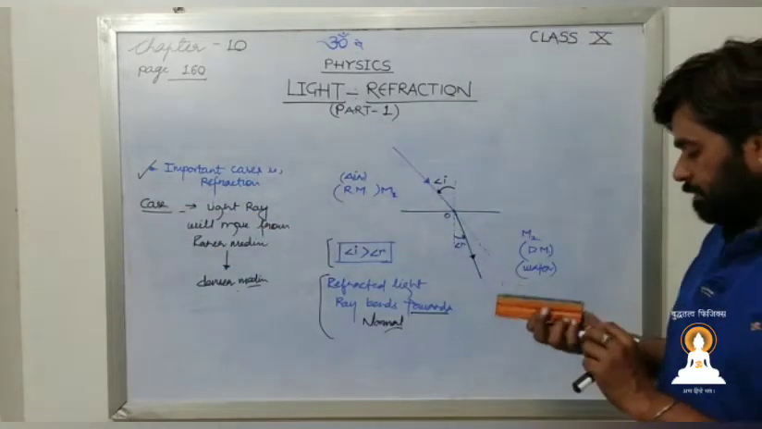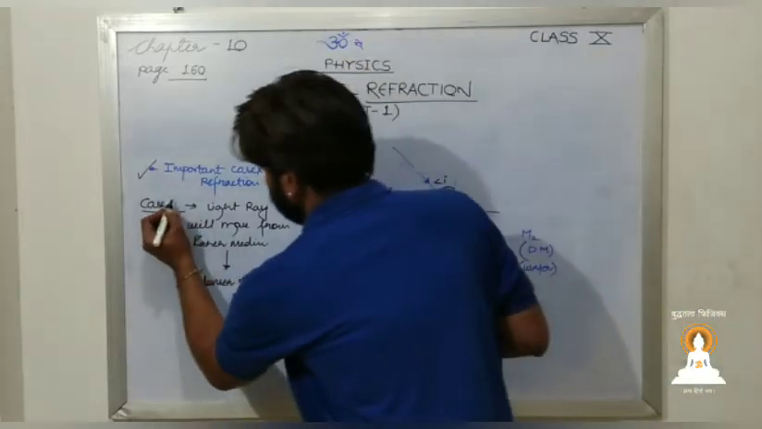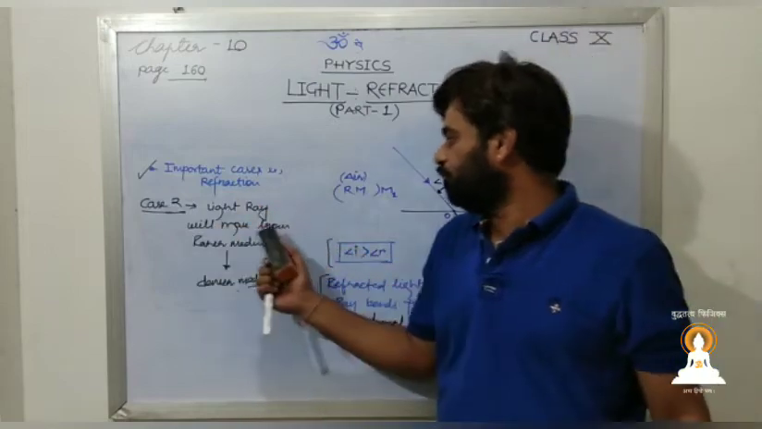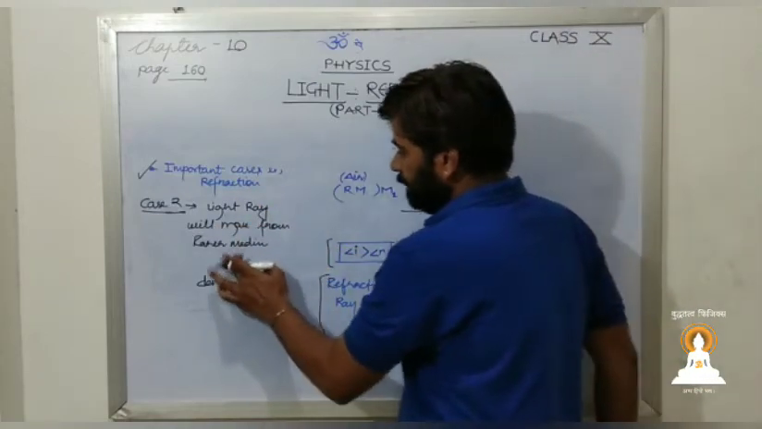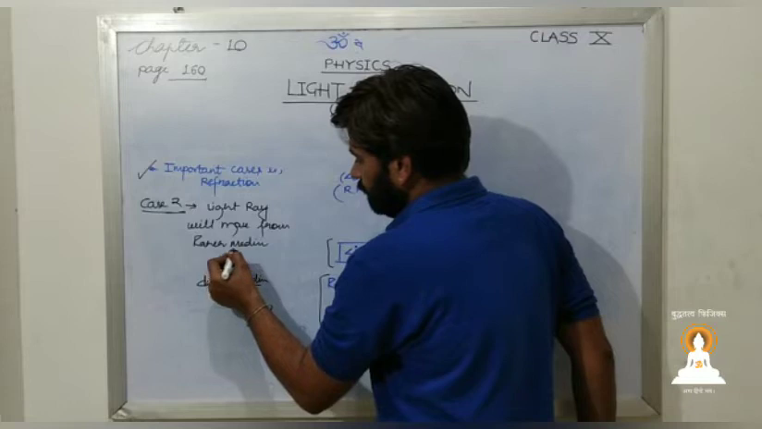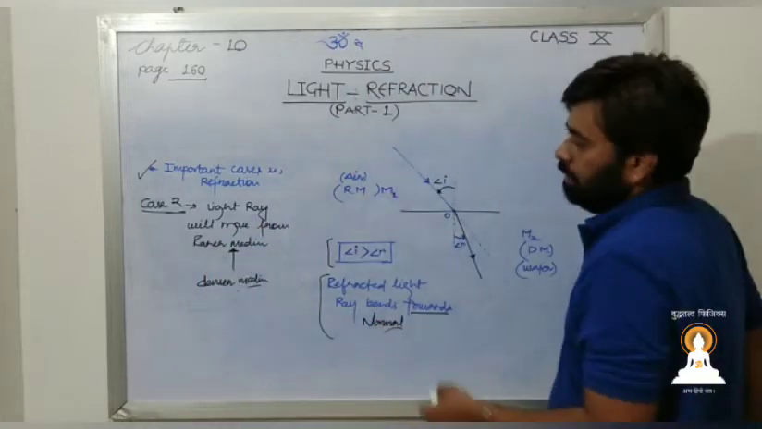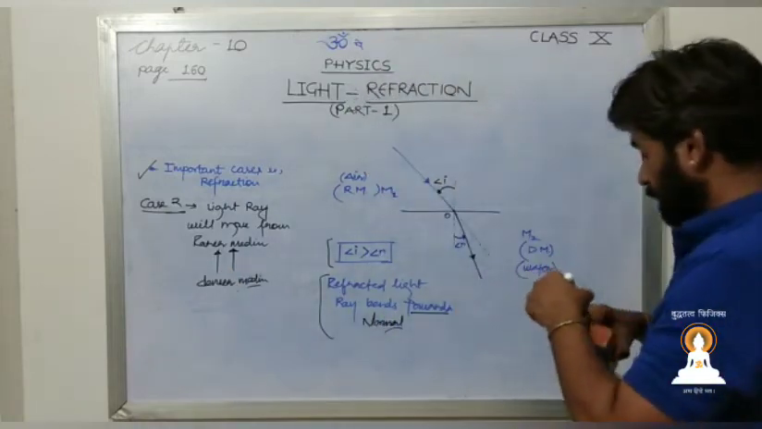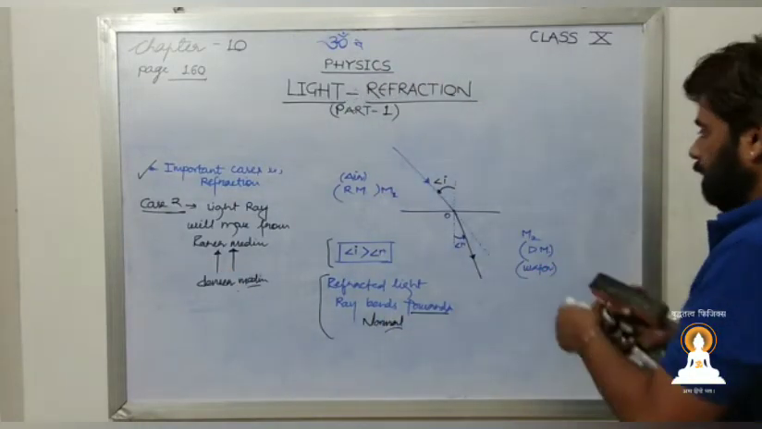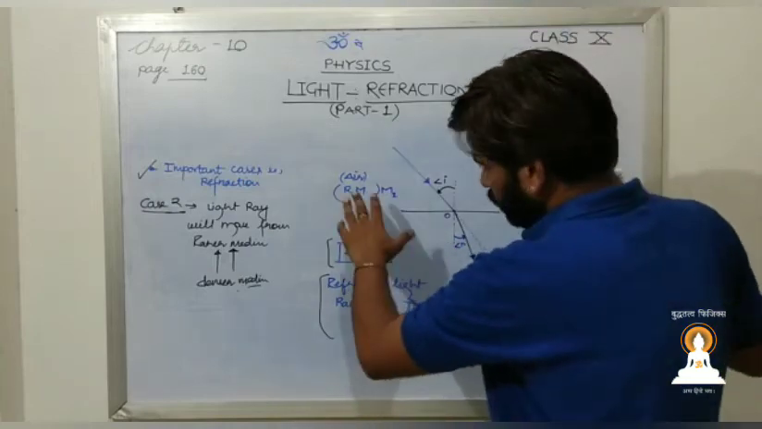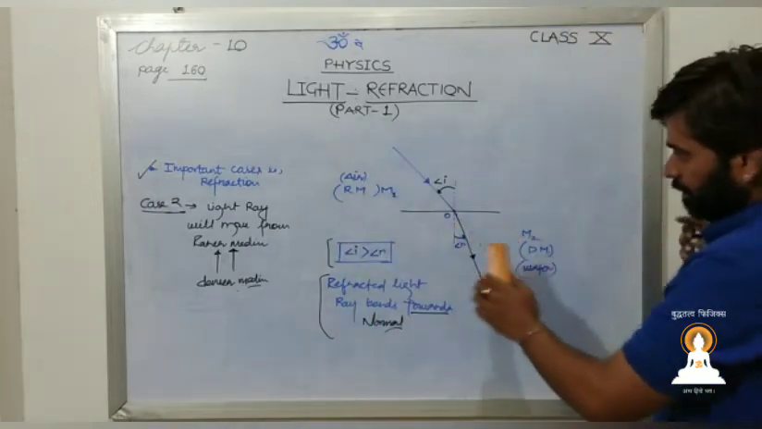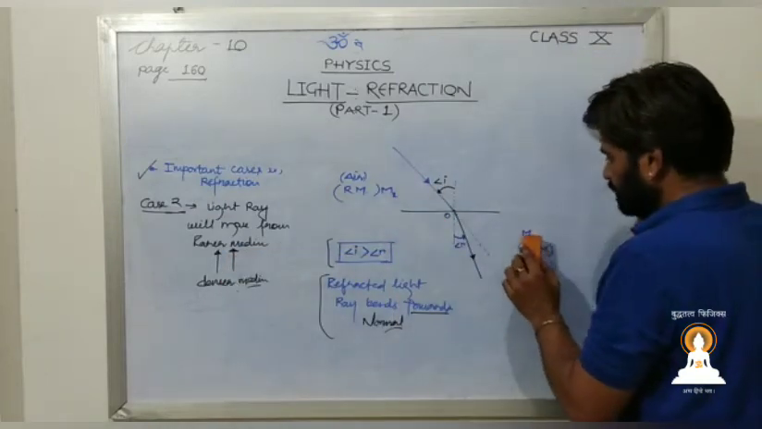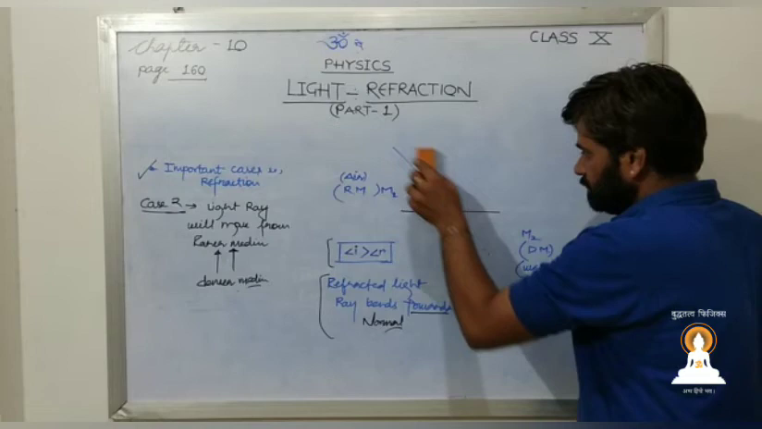Now in case number 2, the light ray will move from denser medium towards rarer medium. Now this time light ray is moving from denser medium towards rarer medium. Okay, now see, this time I am going to change this position. Remember I have changed a little bit here, but this time I am going to change the position. So I have to rub this as well.